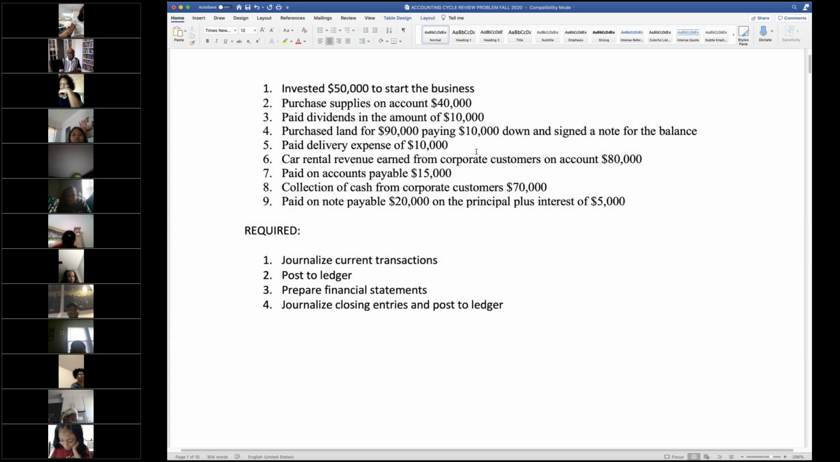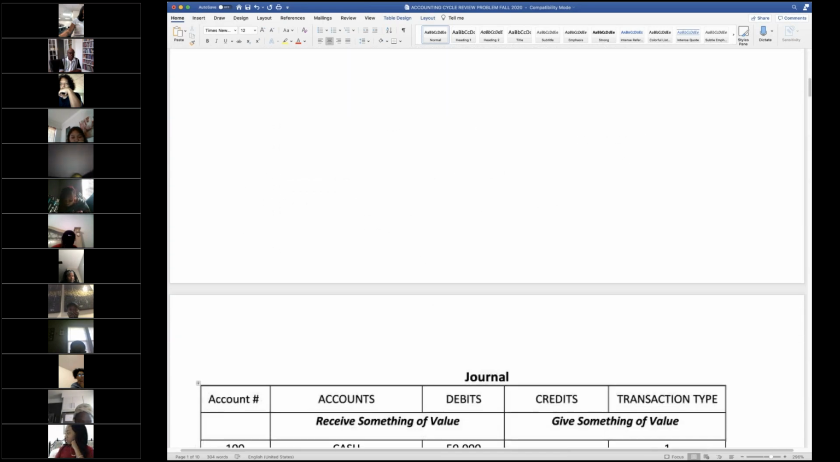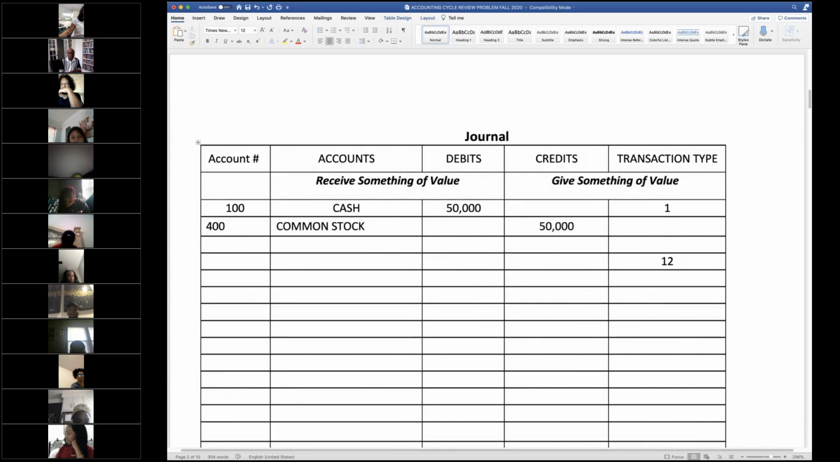You paid a dividend in the amount of $10,000. Make that journal entry. What type is that? That's a type 10. All right, make the journal entry.